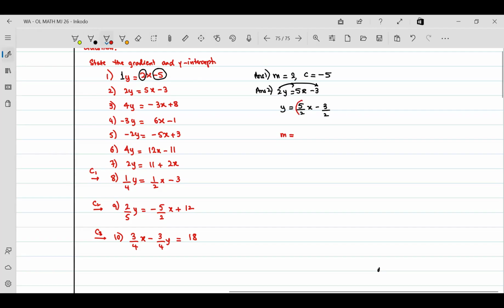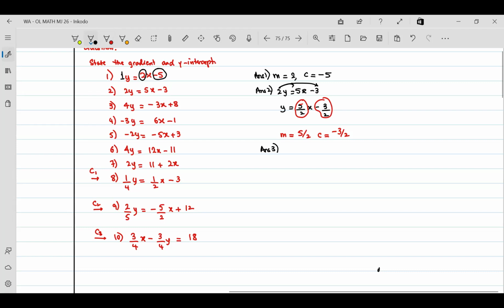So the gradient is now, once you've made y the subject, that is the coefficient of y becomes 1, the gradient is the number, fraction, or letter attached to x. So gradient is 5 over 2. And the y-intercept, with the sign, is minus 3 over 2. Do all of you agree? Yes. Now, answer number 3.